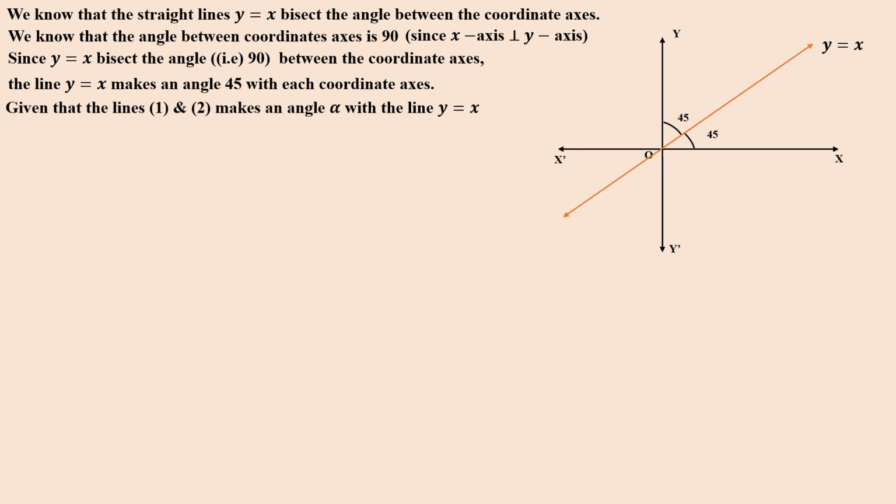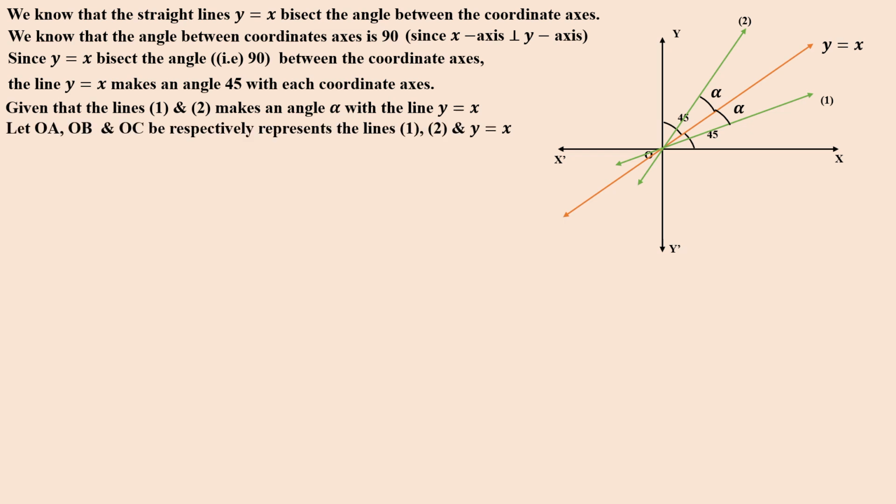Given that lines 1 and 2 make an angle alpha with the line y = x. This is the pair of lines, the green lines, first and second. They make an angle alpha with y = x, the orange line in the middle. So this is alpha and that is also alpha. That is what they have given. Let OA, OB and OC respectively represent the lines 1, 2 and y = x. So line A is first, line B second, and y = x is the third line C.